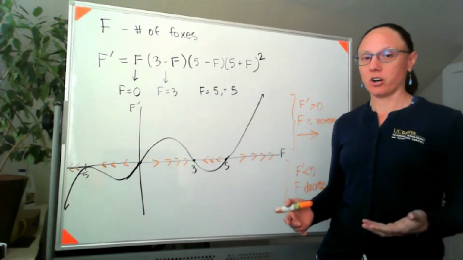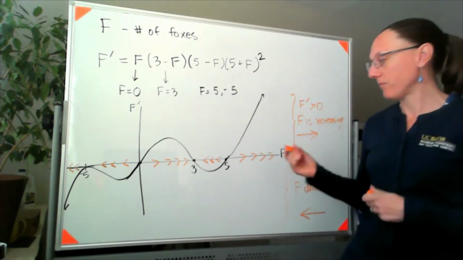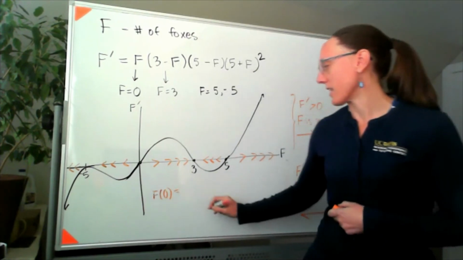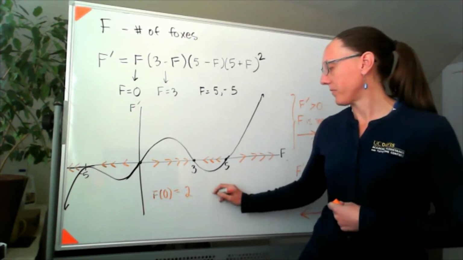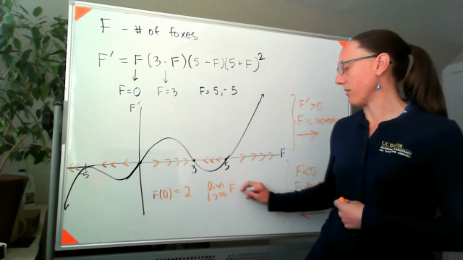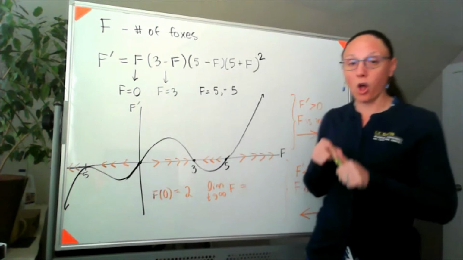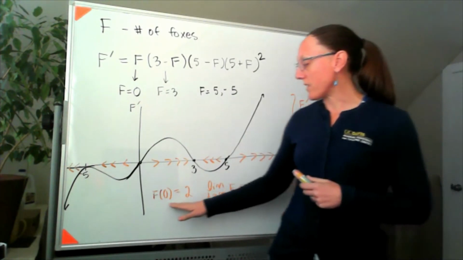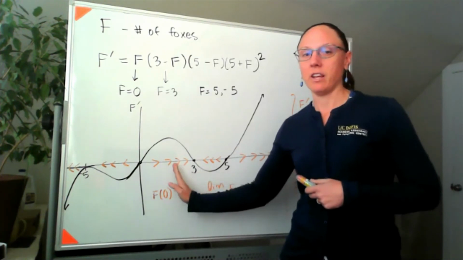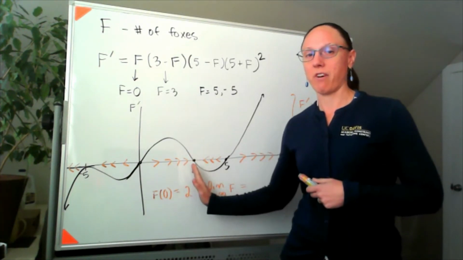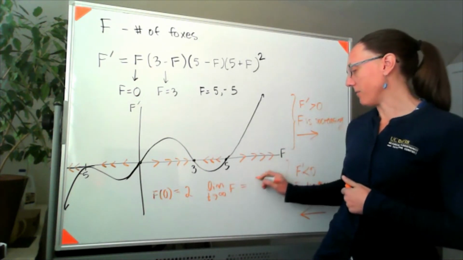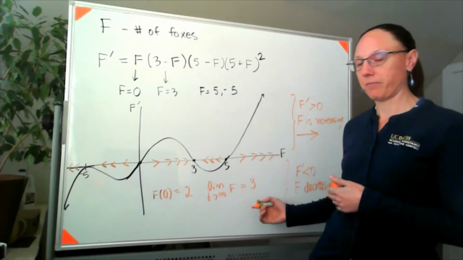So based on this picture and this phase plane, we would be able to know how many foxes we would end up with long-term for different starting values. For example, if my starting number of foxes is equal to 2, then that limit as t approaches infinity of the number of foxes, so long-term behavior. So if we start with 2 foxes, that means we start in here, and the long-term behavior pushes us towards 3 foxes. So my limit as t approaches infinity, this would be headed to 3.